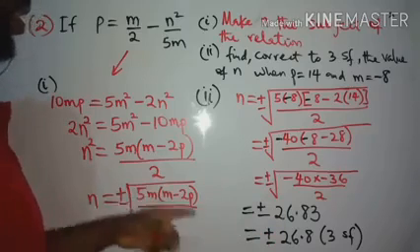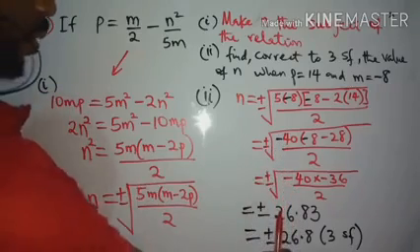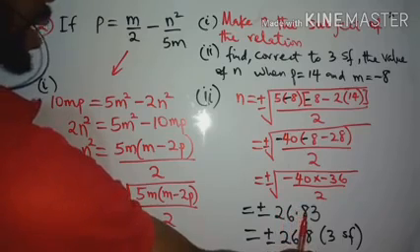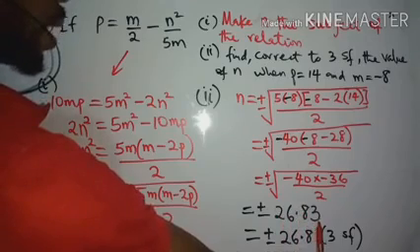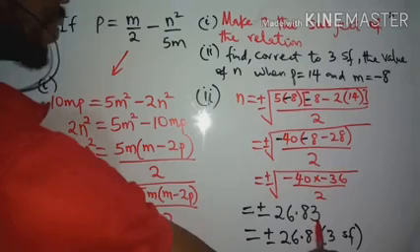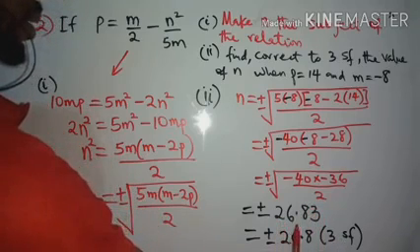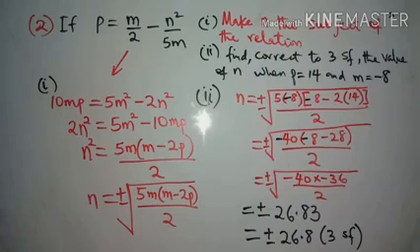Now, you are asked to take the answer to three significant figures. So you start counting from the first significant figure, 2, 6, 8. 8 happens to be the third significant figure. So check the immediate number after it. It's less than 5, so it becomes 0. So you end up having 26.8 as your answer. That's how to solve this question.